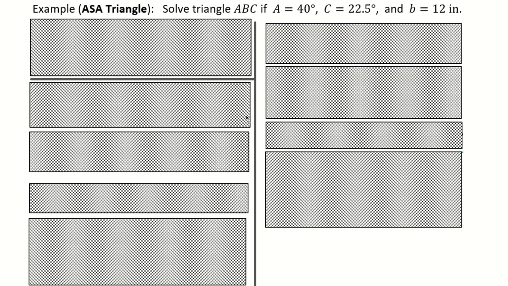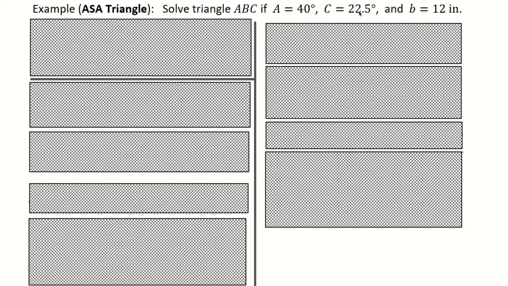I guess the biggest difference is that here's what they give us. Big A, big C, and little b, right? Would we be able to use a law of sines proportion right now with what they gave us? Because we still need to figure out big B, little a, and little c. Could we theoretically use a law of sines proportion as our very first step? The answer is no.